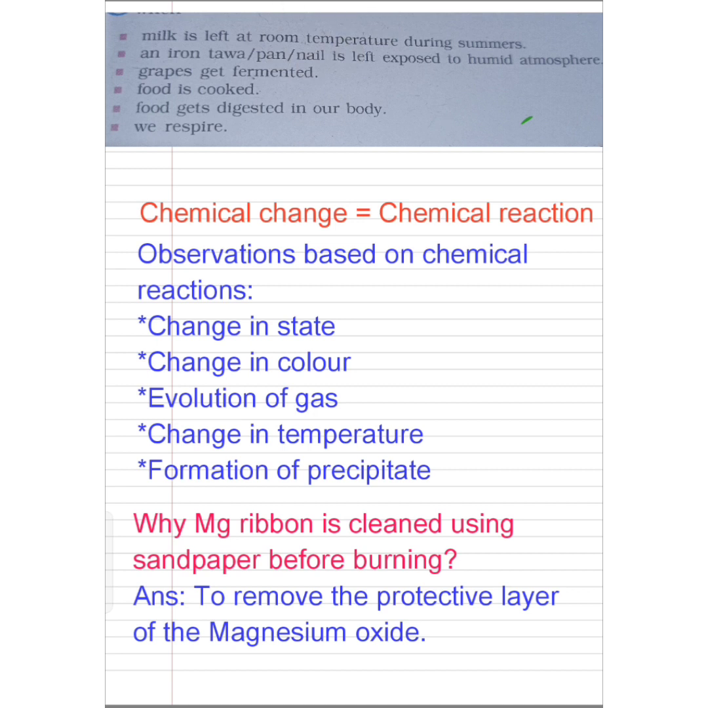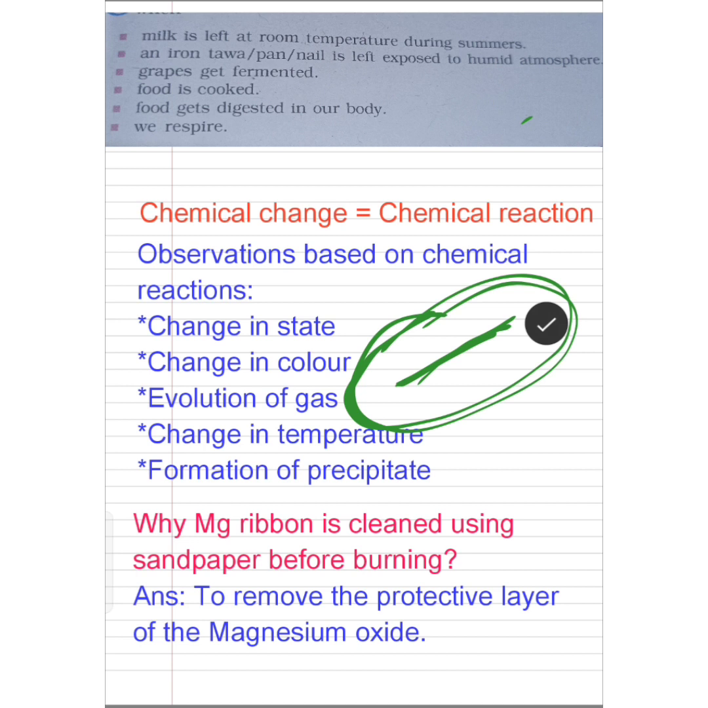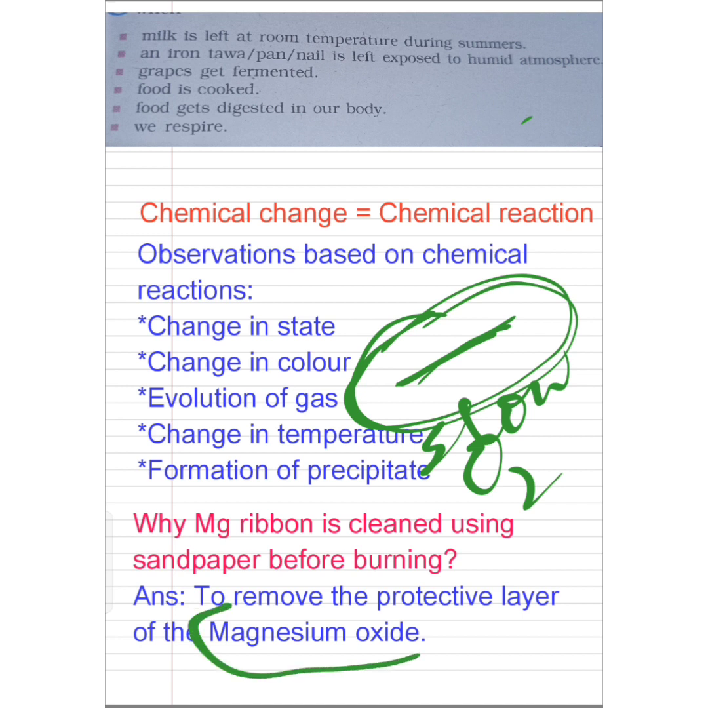So actually what happens, suppose this is the magnesium ribbon. If we keep this in the atmosphere, or if we do not cover it inside any container or by wrapping it, or if we leave it bare in the atmospheric surrounding, then what happens? This ribbon actually gets oxidized. What does this oxidized mean? That is, it reacts with oxygen very slowly. That is, a slow reaction occurs with oxygen, and the surface of this magnesium ribbon forms magnesium oxide.